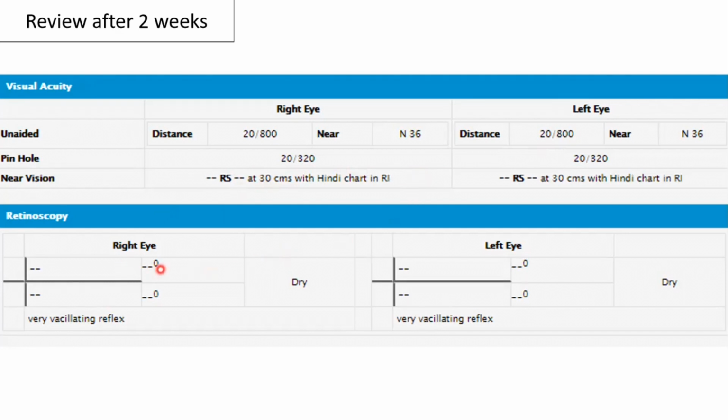So in this visit, we tried to do retinoscopy, but it was showing a very vacillating reflex. The patient had taken the glasses that we had given earlier, that is +1 in both eyes, and we again told the patient to continue the homatropine eye drop and called the patient after 2 weeks.